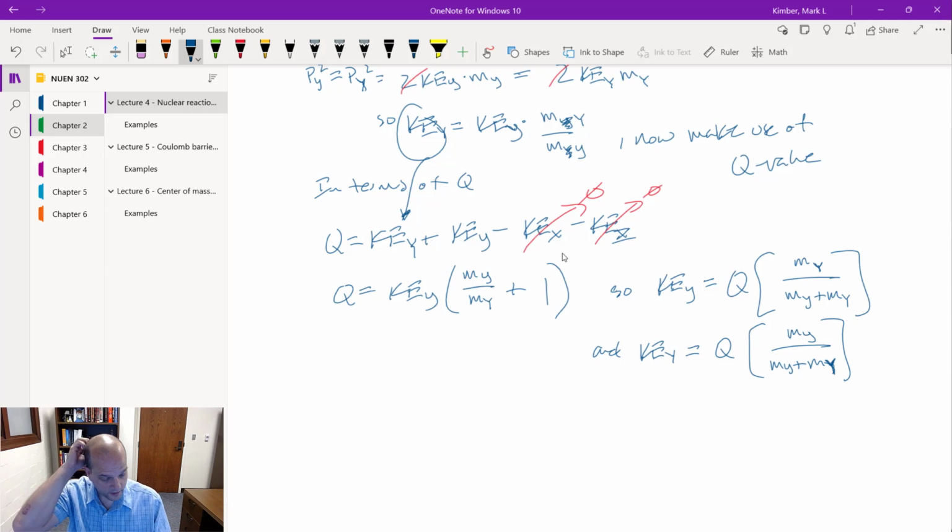And so what you find here, since the Q value is the same for both of them and the denominator in this expression is the same, is that the only thing that's different is these two masses up here. And so the smaller of the two particles actually has a larger kinetic energy than the larger of the two particles.